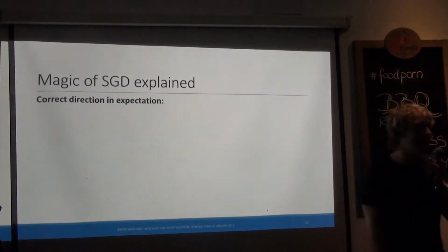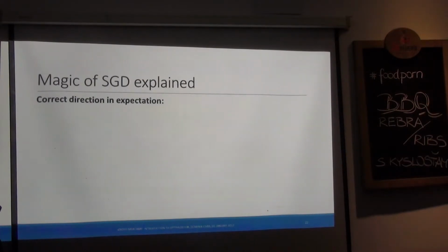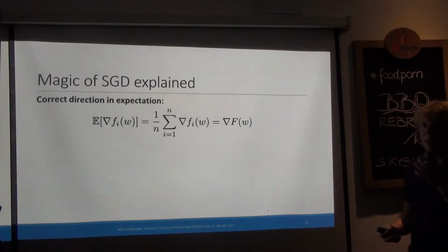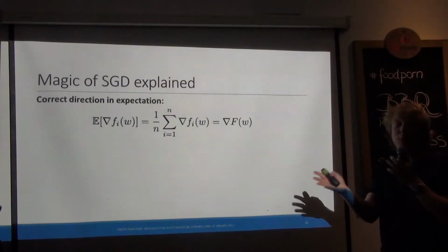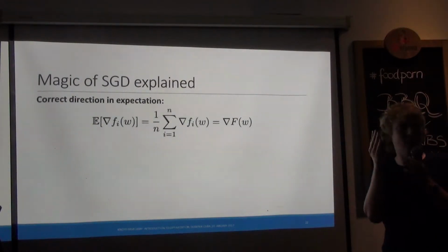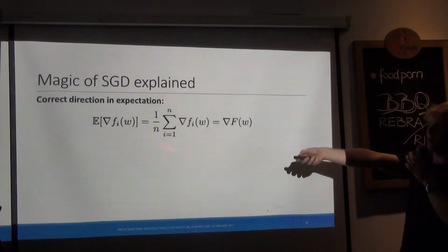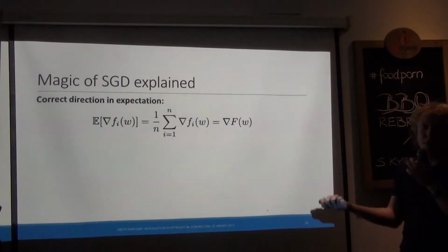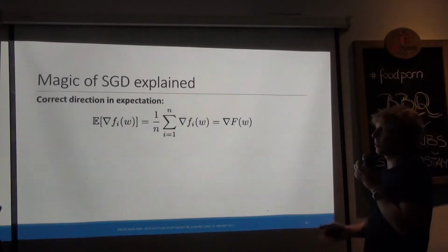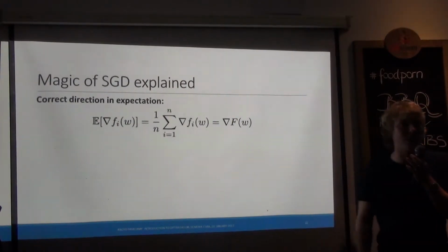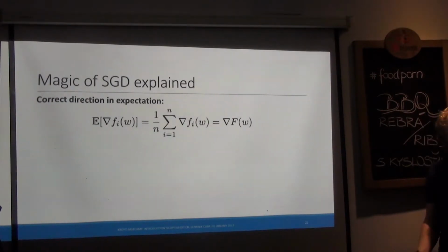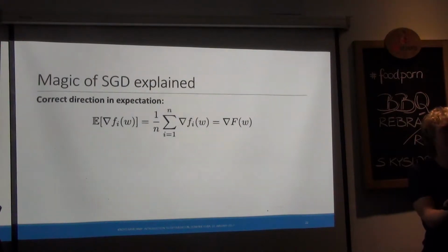So the idea is that the direction is actually correct in expectation. What it means is that if I just look at the expected direction, if I choose the example randomly, it rolls out as the mean over all the possible directions, because it's just the average of all the directions. And that's actually our gradient of the big F, right? Which means that in expectation, we are going in the correct direction, which is at least some good news, right? It's better than nothing.